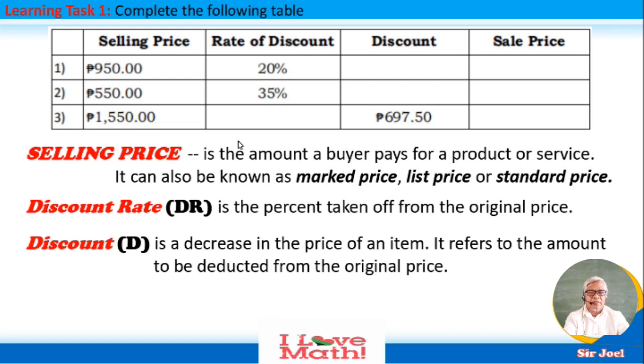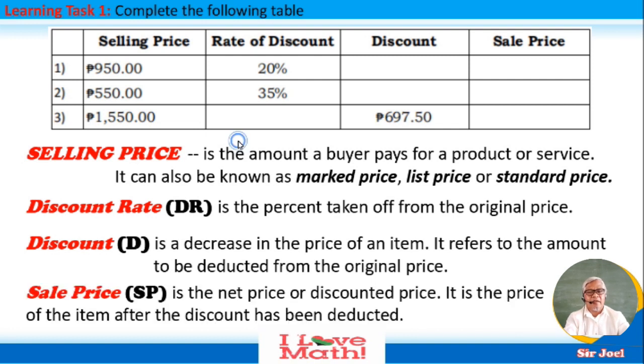Next, we have the discount. Discount is a decrease in the price of an item. So when we say discount, ito pala yung pagbaba ng presyo ng ating babayaran. And it refers to the amount to be deducted from the original price. So kung merong discount, yung original price mababawasan. Okay? And lastly, we have the sale price, which is the SP, is the net price or discounted price. It is the price of the item after the discount has been deducted. So matapos bawasin ang discount, yun yung tinatawag nating sale price.